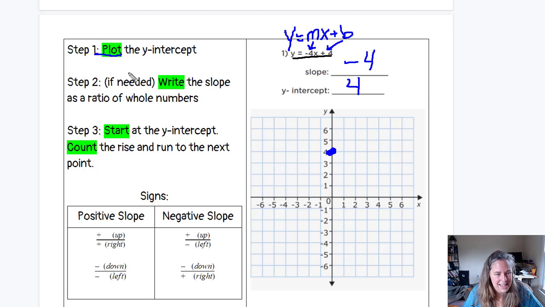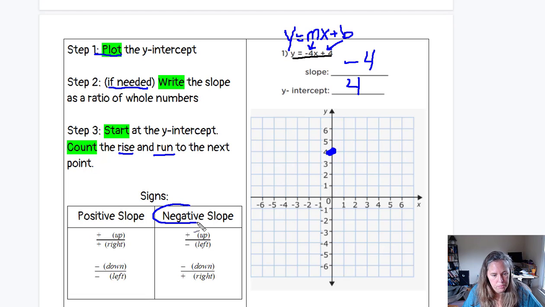Step 2 is an if needed step. That means we won't always be using that step. This says write the slope as a ratio of whole numbers. Well, this already is a whole number, so I'm not sure this step is needed, so I'm not going to use it. Step 3 says start at the y-intercept. Count the rise and the run to the next point. And then we have something about the signs down here.